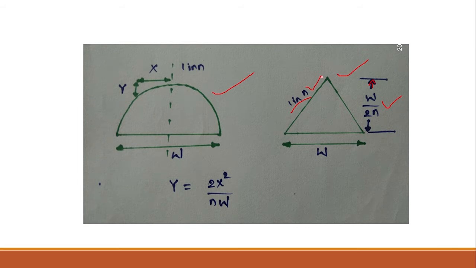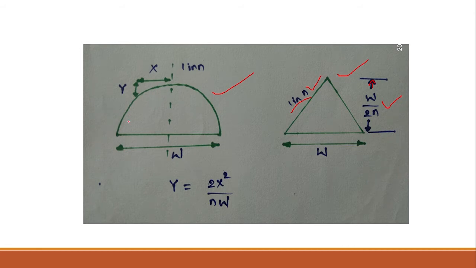You can convert this 1 in n into a percentage also. If we consider, for example, 1 in 50 as the cross slope, then in percentage it is 100 by 50, that is nothing but 2%. In this manner also we can express this cross slope or camber.